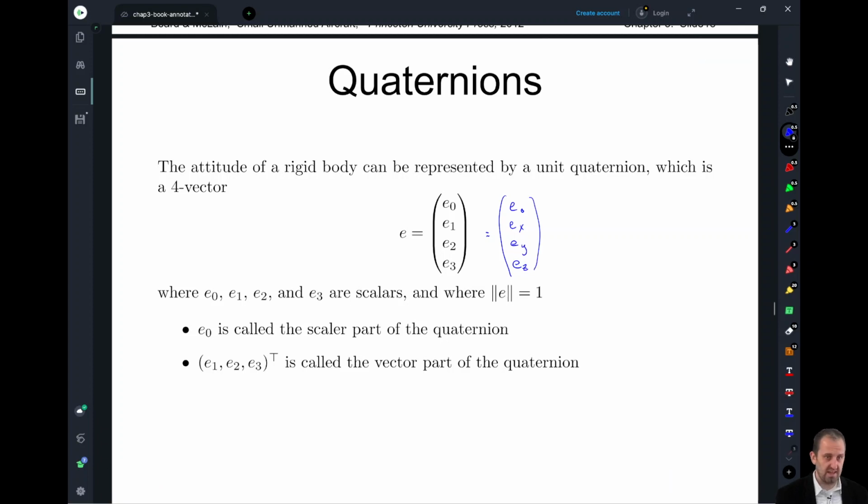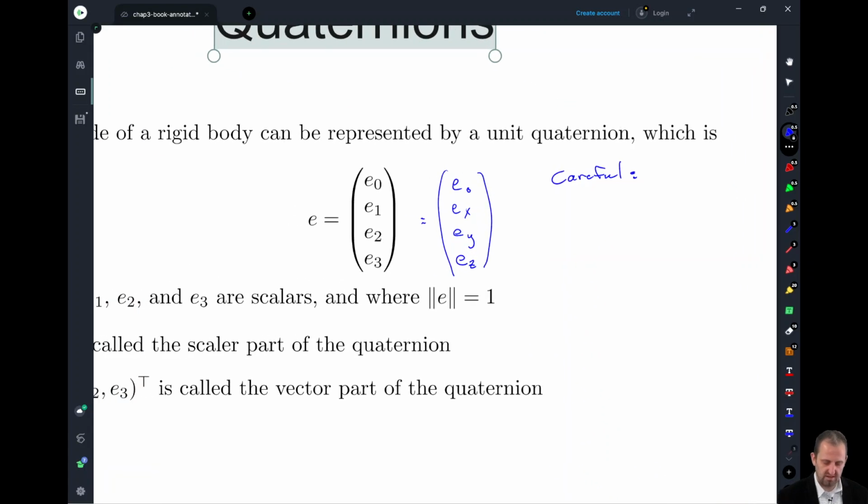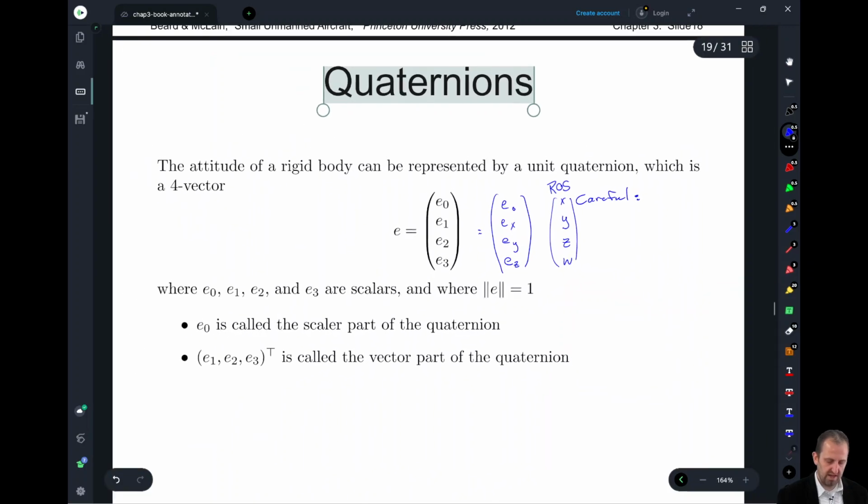So, in this book, that's what we'll call it. Be careful of your notation, though. For example, if you're going to be using ROS, they're going to define their quaternion with an X component, a Y component, a Z component, and what they call the W component. So be really careful with your notation. Make sure you know what E sub X or E sub 1 corresponds to. But either way, in any case, we get 4 parameters.